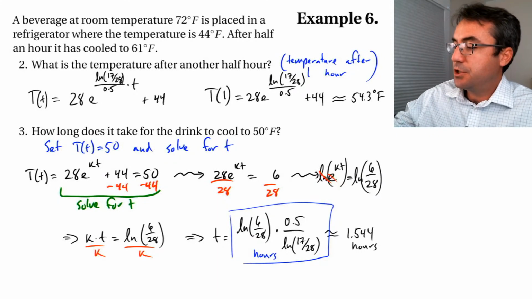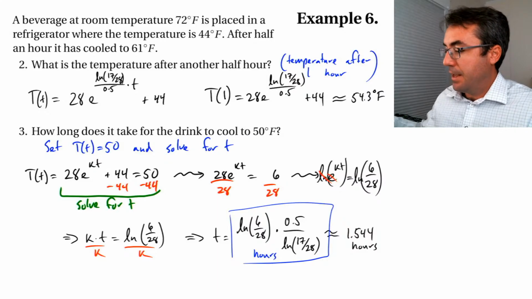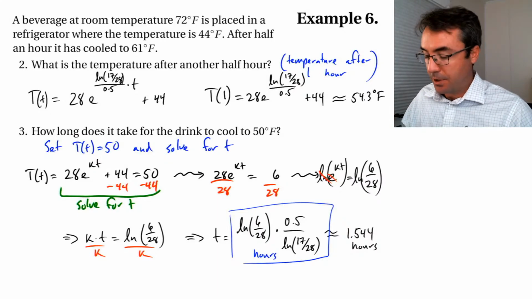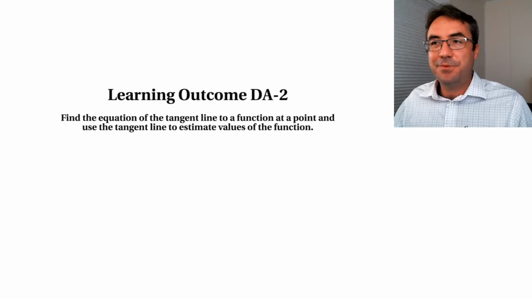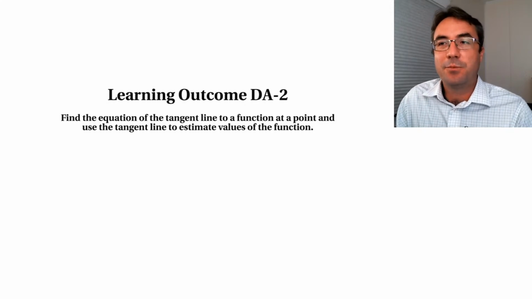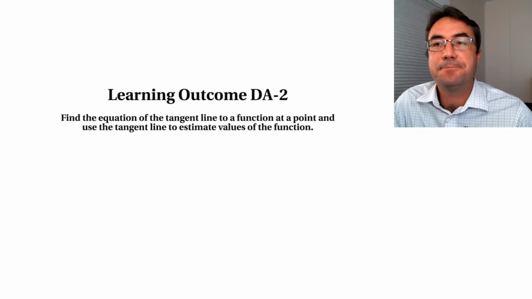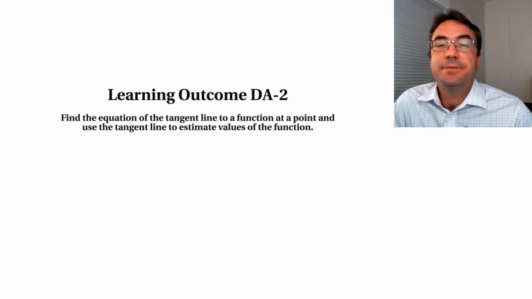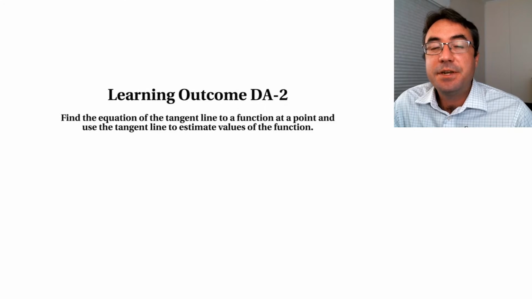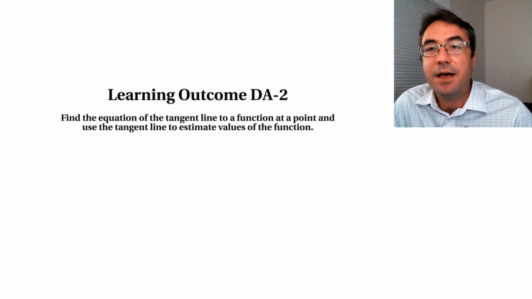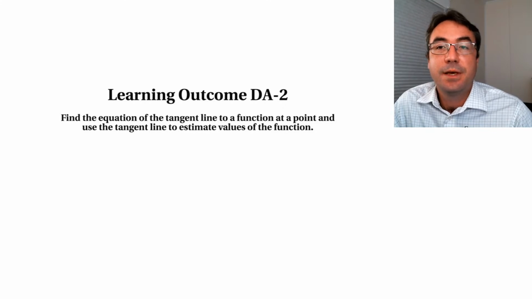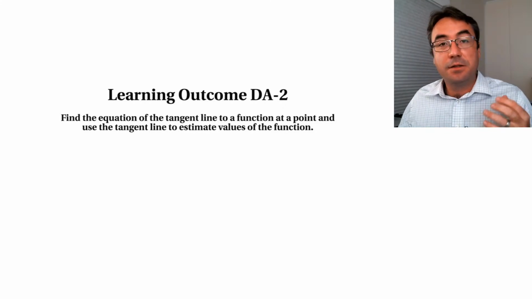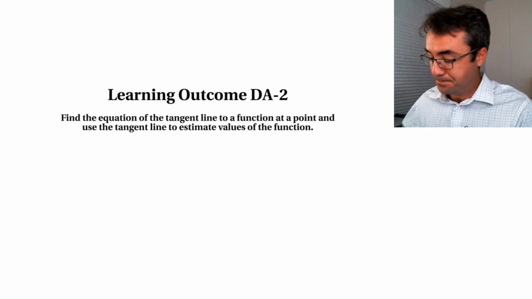We're going to switch gears a little bit. And the next topic we're going to look at, we've kind of already talked about it. We're just going to put a little bit of a spin on it. So we're going to be looking at the equation of a tangent line. And really the difference here is we're going to use that tangent line to estimate values of our function. And so we're going to call this linear approximations.